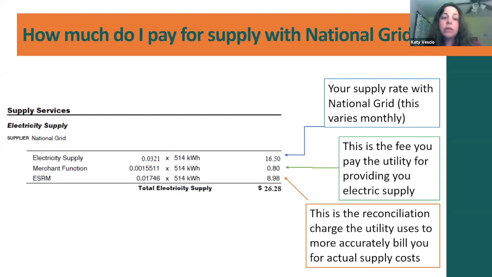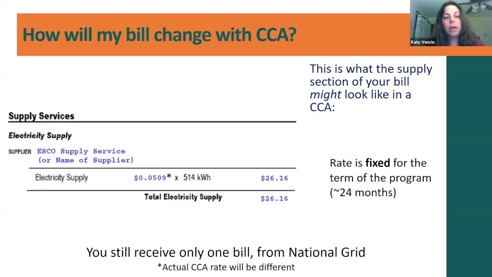Let's take a look at what it would look like in a CCA. I put it in blue so you can see it, and I want to just start off by saying this is not the CCA rate for the Capital Region. I'm just giving you this as an example. Where it had said supplier National Grid, it would now say ESCO Supply Service, or potentially it'll say the name of the supplier that wins the bid.